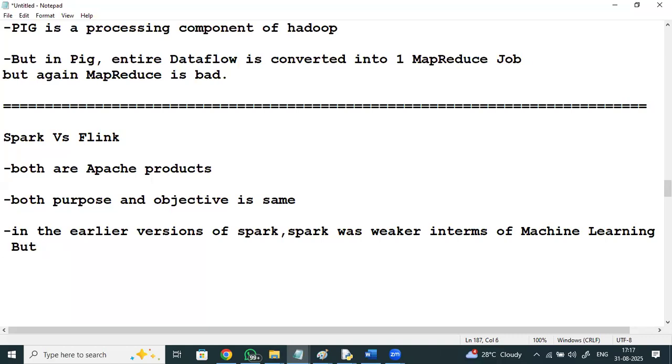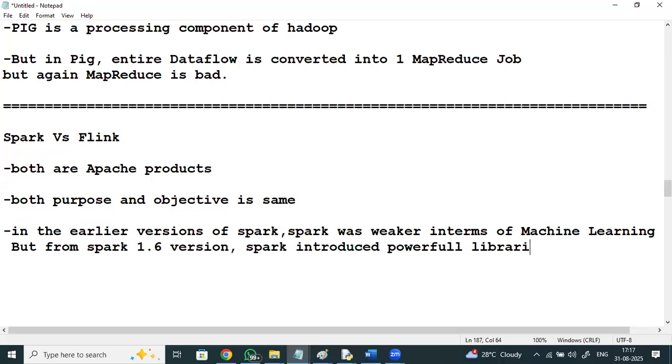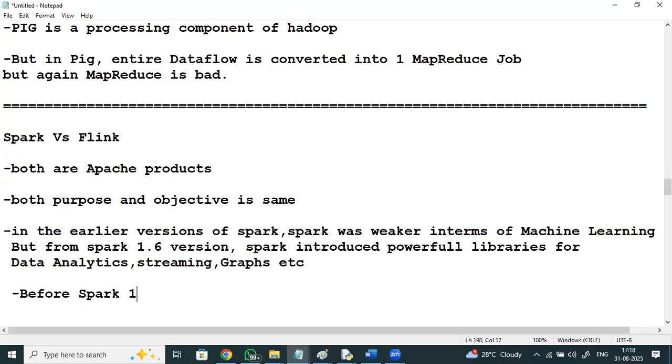But from Spark 1.6, Spark introduced powerful libraries for data analytics: streaming, graphs, etc. Before Spark 1.6, Spark was weaker as compared to Flink.